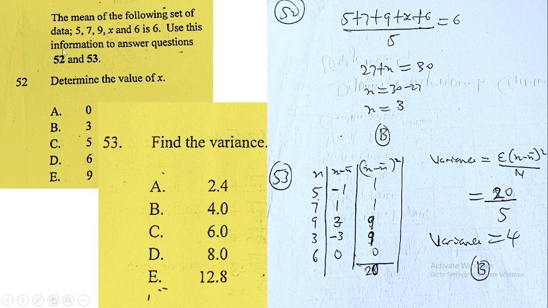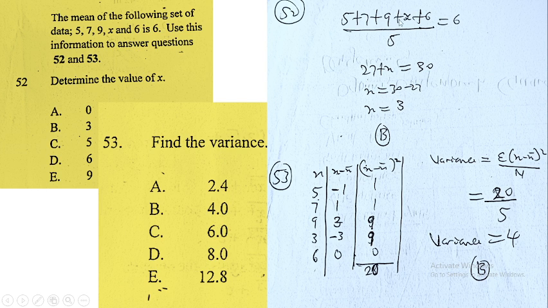And we have to use it to solve 52 and 53. The mean of the following set of data 5, 7, 9, x and 6 is 6. So that means if I have all these 5 data together, it should get divided by 5, and it should give me 6. That's the mean. Then we can use that to find the value of our x, then do whatever we have to do again.